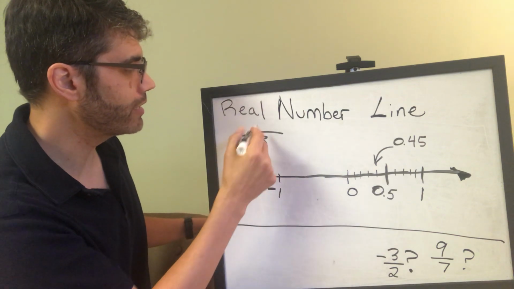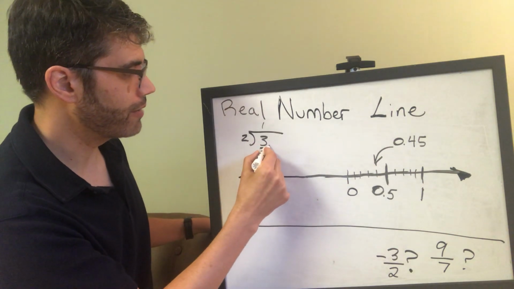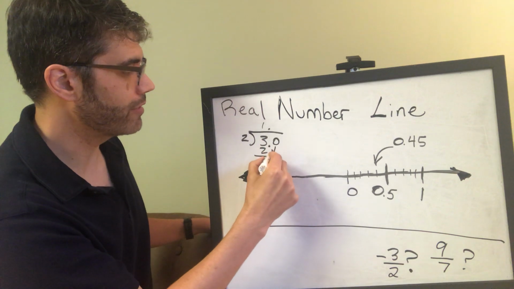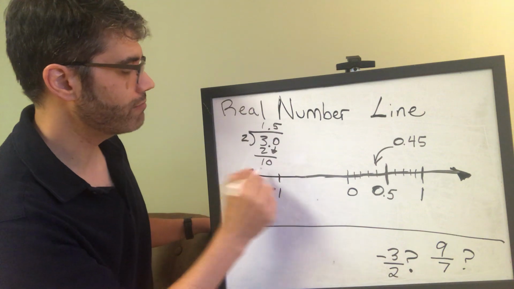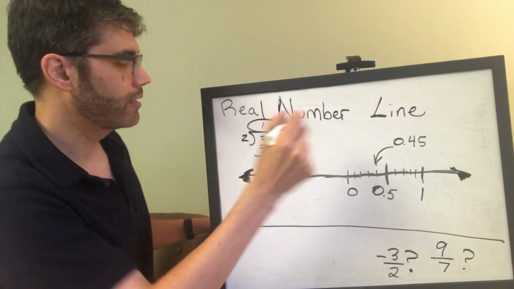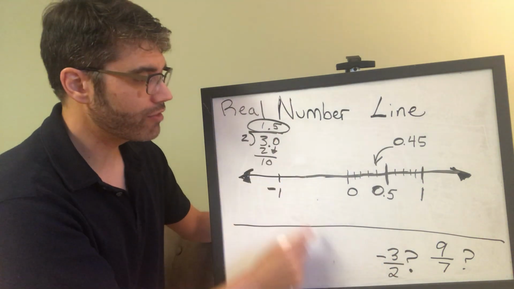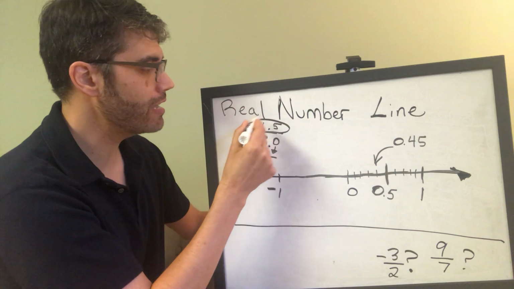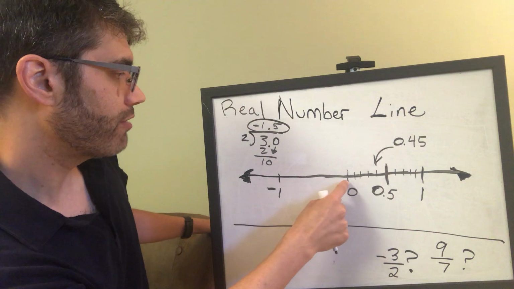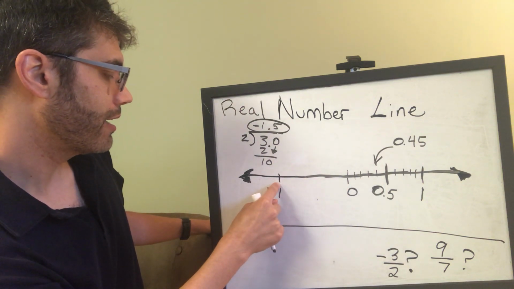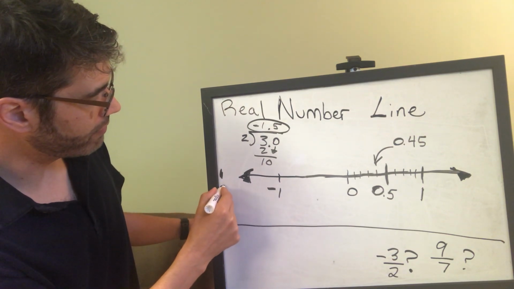So 2 goes into 3 one time. 1 times 2 is 2. Subtract. Now we need to get into decimals. Put a 0 here, drop down the 0. 2 goes into 10 5 times. 5 times 2 is 10. And so this is 1.5. So 3/2 is 1.5. So -3/2 is -1.5. Okay? So where would -1.5 be on here? Well, from here to here is -1. And then if we had a guess, here to maybe over here would be -2.